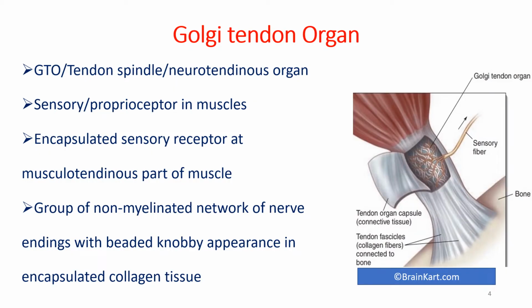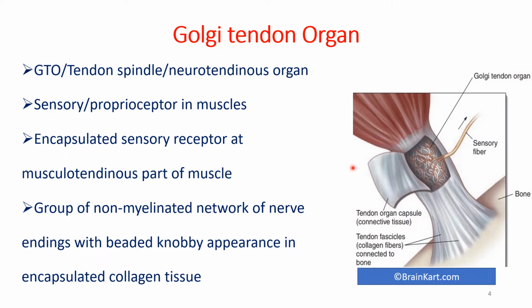So now I'll be talking about the second type of sensory receptors of the muscle, or the proprioceptors of the muscle. This is the Golgi tendon organ, or the neurotendinous organ, or the other name is tendon spindle. These give information to the spinal cord about the change in the muscle tension because of their specific location.